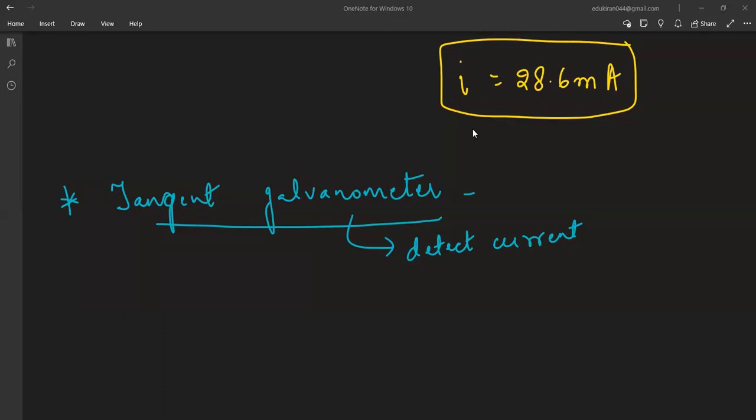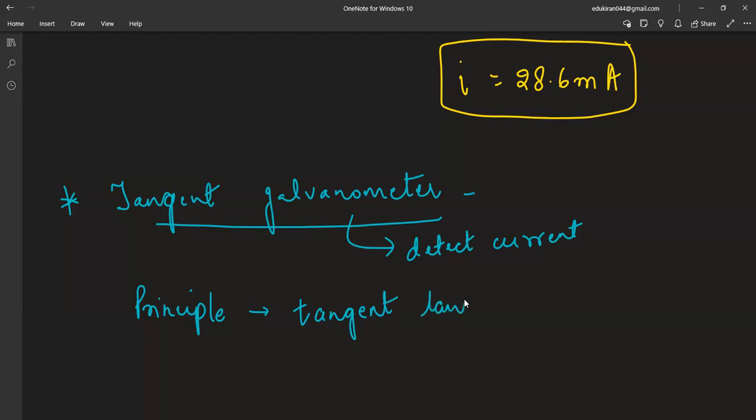Now, tangent galvanometer, there is one principle on which it is based. Let us discuss that principle, which is important to you. This is known as tangent law.